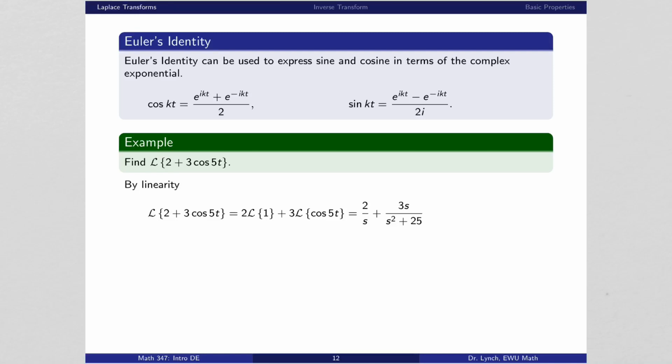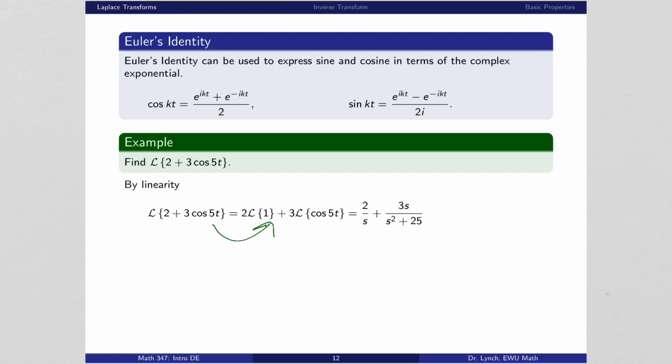We can use our new transform now in linearity to find the transform of 2 plus 3 cosine 5t. So here I've done both steps of linearity at once, right? The transform of the sum and then pulling out those constant multiples. Of course, the transform of 1 is just 1 over s, and the transform of cosine 5t is s over s squared plus 25, giving us the transform of the desired function.